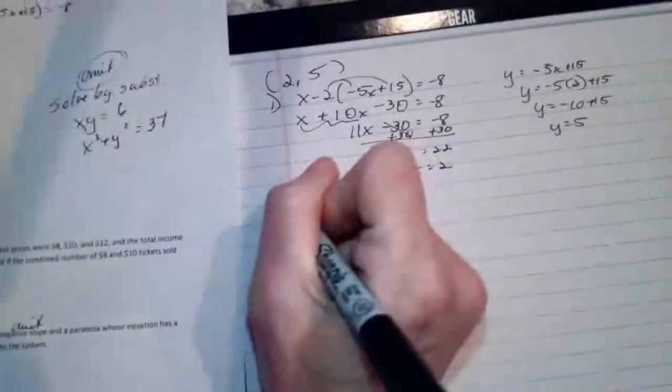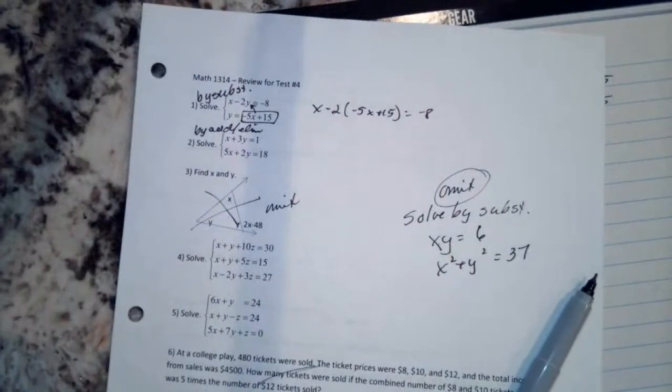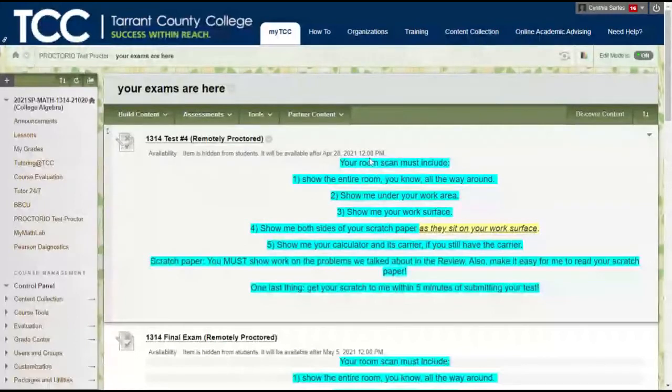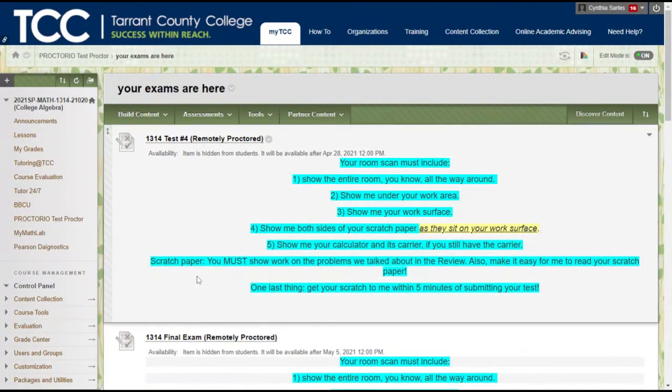So let's look at that. And let me remind you, now's a good time, that when you go to take your test, it'll look like this. It'll be available at noon today. It's under Proctorio Test Proctor, and then go to Your Exams Are Here. And the only thing that's new is scratch paper. You must show work on the problems we talked about in the review. So that's what we're talking about right now.